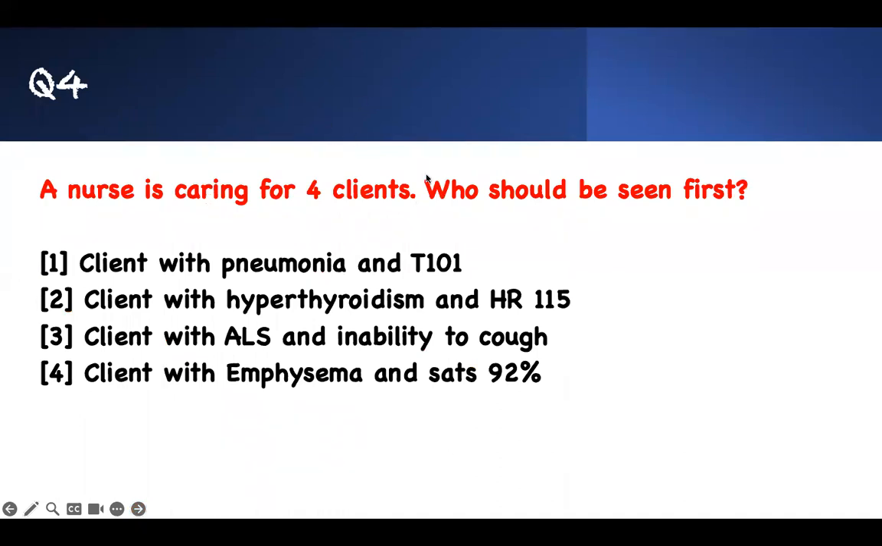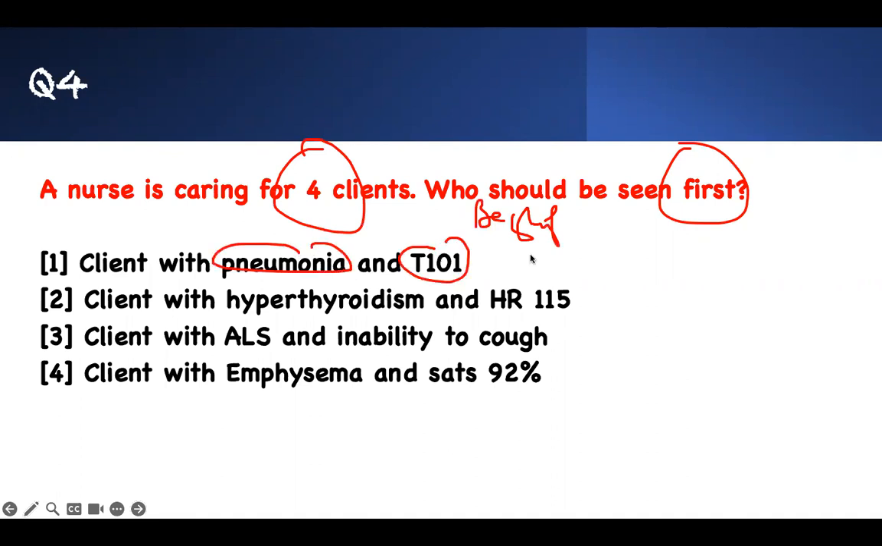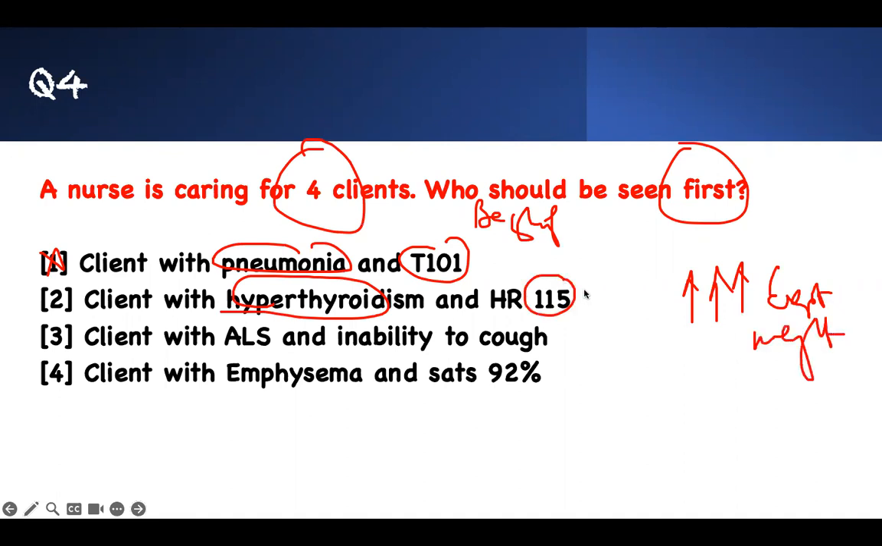Prioritization question. Who do you see first? For the client, be sharp. That's all. Pneumonia, infection, I expect a temperature. I don't see any shortness of breath or respiratory issues. We're good. Hyperthyroidism, everything is supposed to be high except your weight. That goes down, at the rate of this, suspected.